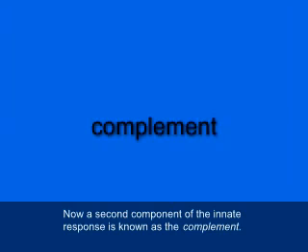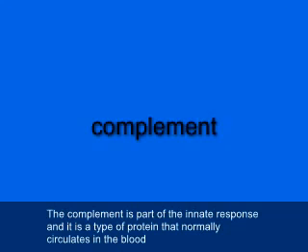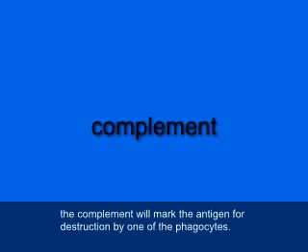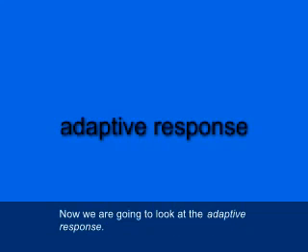Now, a second component of the innate response is known as the complement. The complement is part of the innate response, and it is a type of protein that normally circulates in the blood not really doing very much. But then when it comes in contact with an antigen, the complement will mark the antigen for destruction by one of the phagocytes.